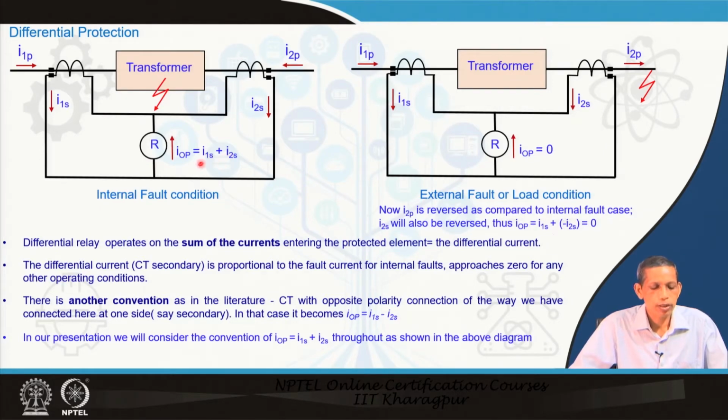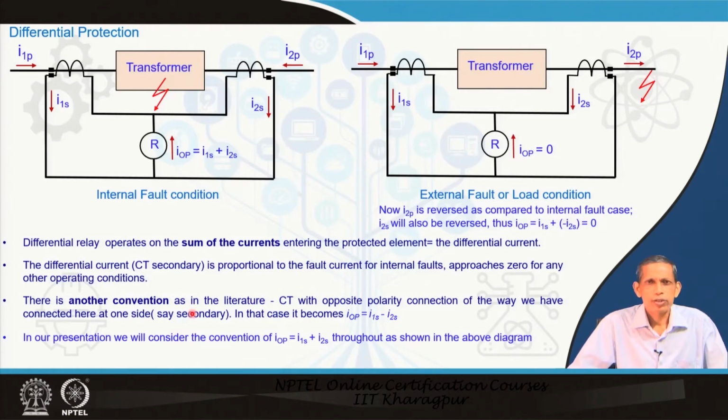Therefore, the corresponding I operating will be proportional to the x amount of current, depending upon the CT ratio. So, that is what we say: the operating current for the internal fault, I1s plus I2s, is proportional to the internal fault current in the transformer.